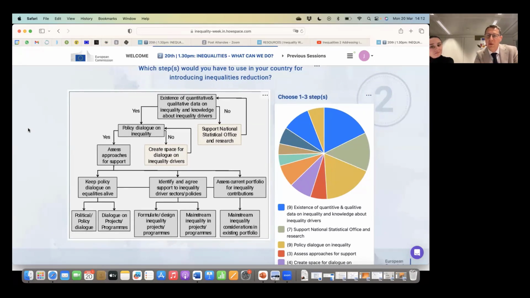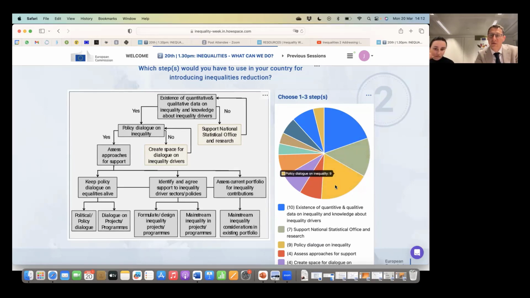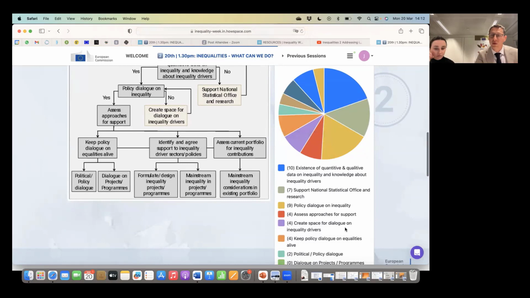Okay, so maybe what we can look at, so obviously the biggest problem seems to be for you the existence of quantitative and qualitative data on inequality and knowledge about inequality drivers. So it's obviously coming as one of the biggest challenges, if not the biggest. Support for policy dialogue on inequality is also seen as a critical element, especially creating space for dialogue, keeping dialogue alive, having political dialogue on inequalities. That seems to be really challenging. And linked to the initial existence of quantitative or qualitative data, the support to the National Statistical Office and research seems to be really critical for you.